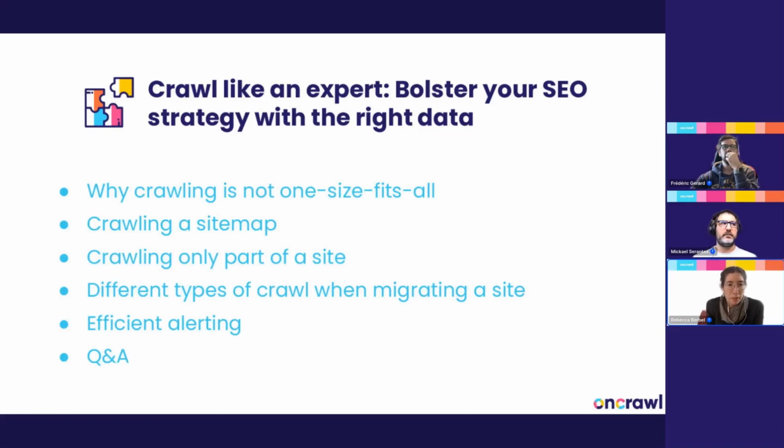So with that, let's jump right in. How do you crawl like an expert? We'll go over a few things first: why crawling is not a one-size-fits-all question, and then look at a bunch of case studies and specific situations. How to crawl a sitemap, how to crawl only part of a site, and why you might want to do that. If you're migrating a site, since we know pretty much everyone here is always migrating something, what are the different types of crawl you might want to use and how do you set them up? And then we'll talk about alerting and monitoring and how to use crawling for that. We'll make sure we have time at the end for a little bit of Q&A.